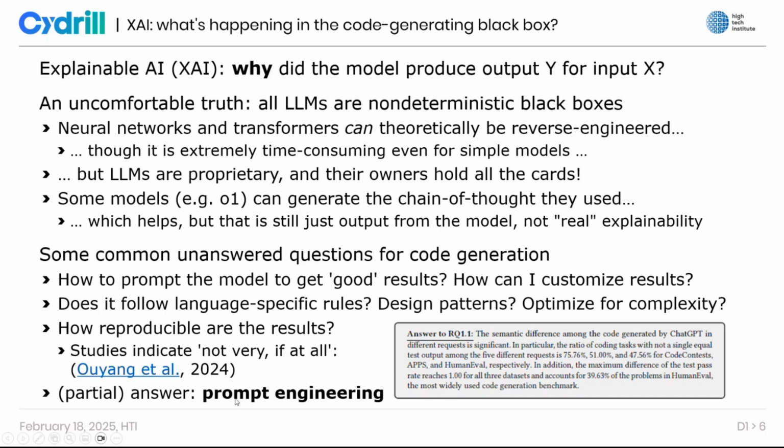Furthermore, there is also the problem of reproducibility. As you can see in this excerpt from this study from last year, if we ask the same question for these models multiple times, we are basically guaranteed to get different results every single time, sometimes significantly different. So reproducibility is also a problem. And the answer to many of these questions, or at least a partial answer, is learning how to ask the questions right, which is a technique that is called prompt engineering. And there are definitely some things to follow and some things to avoid in that area.